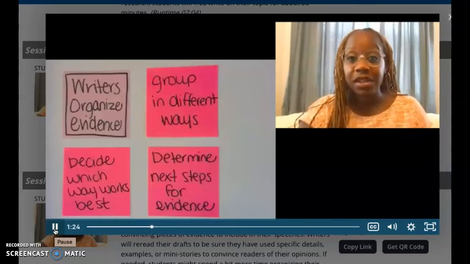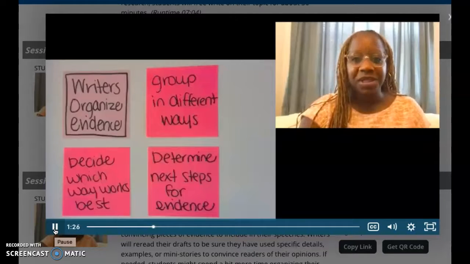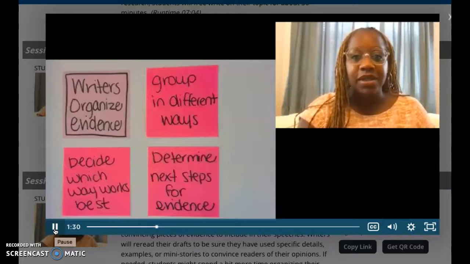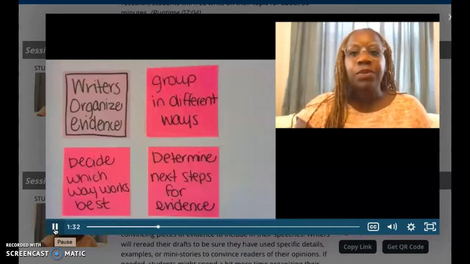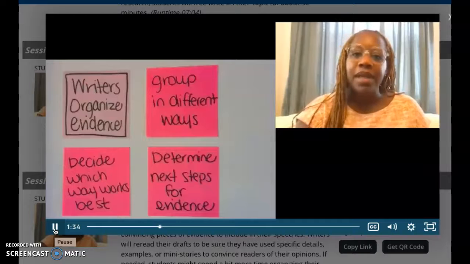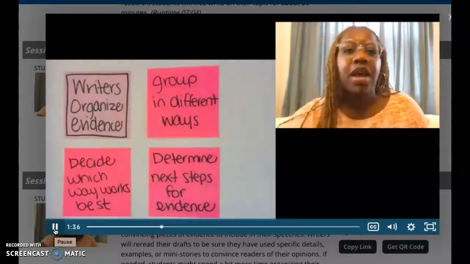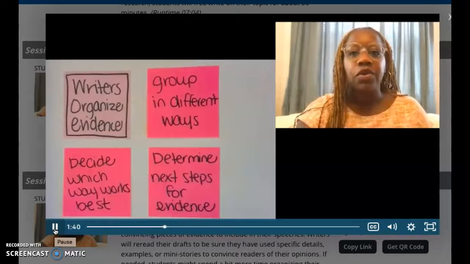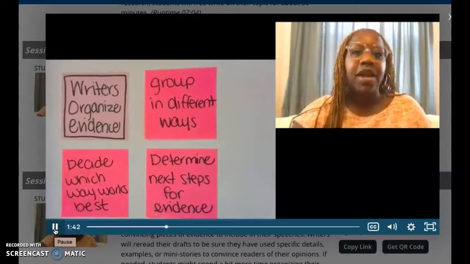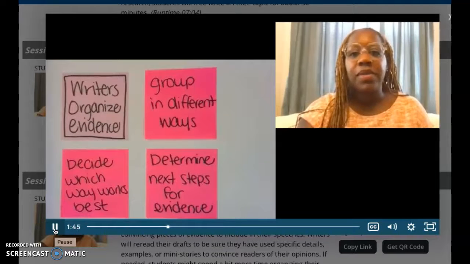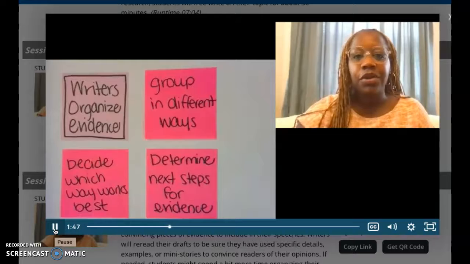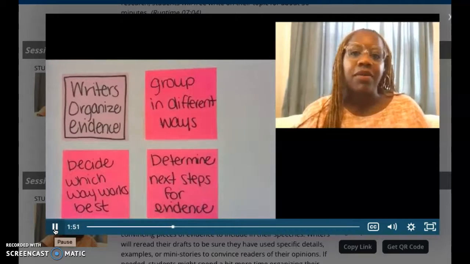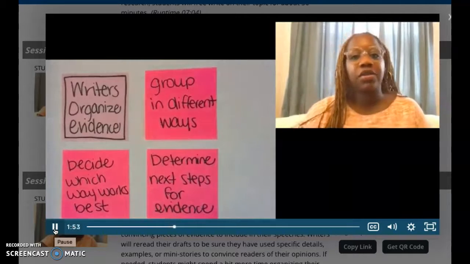So today what I want to teach you is that writers of persuasive speeches organize their evidence. And one way to do this is to figure out several possible ways to group or make categories for your evidence. And then you can decide which one of those ways works best. Then once your evidence is grouped in a way that makes sense, it'll be easier for you to determine your next steps for your evidence, where you have a lot of evidence and where you still need to gather some more.